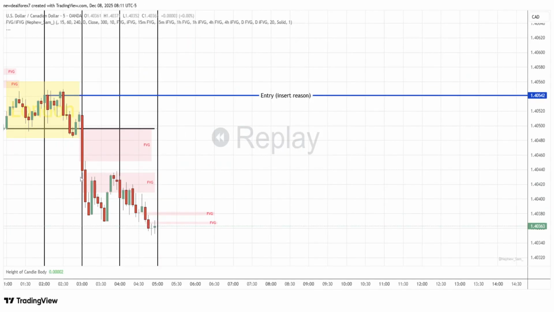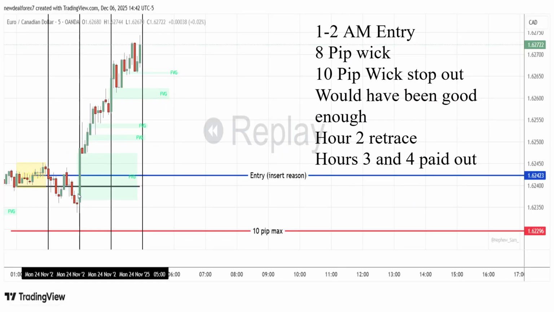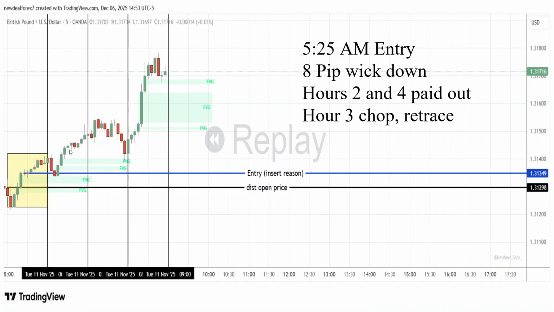Two fair value gaps in an hour, great sign. One fair value gap in an hour, great sign. Two fair value gaps, great sign. Another fair value gap, great sign, in your direction. See, there are two fair value gaps. So what did price do? Kept rising. Momentum, that's what you're looking for.